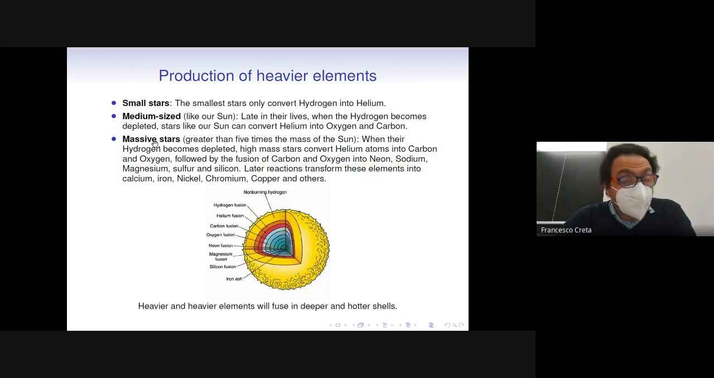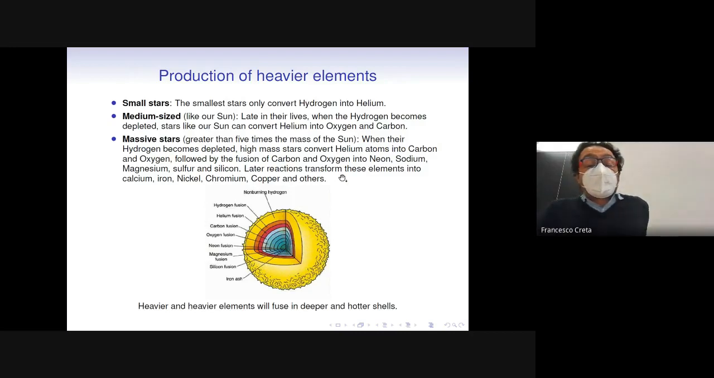Then you have massive stars, let's say 5 times the mass of the sun. In that case, when the hydrogen becomes depleted, you have the conversion of helium into carbon and oxygen, followed by a series of events. For example, the fusion of carbon and oxygen into neon, sodium, magnesium, sulfur, silicon, and so on. Heavier and heavier elements. Later reactions transform these elements into calcium, iron, nickel, and so on.